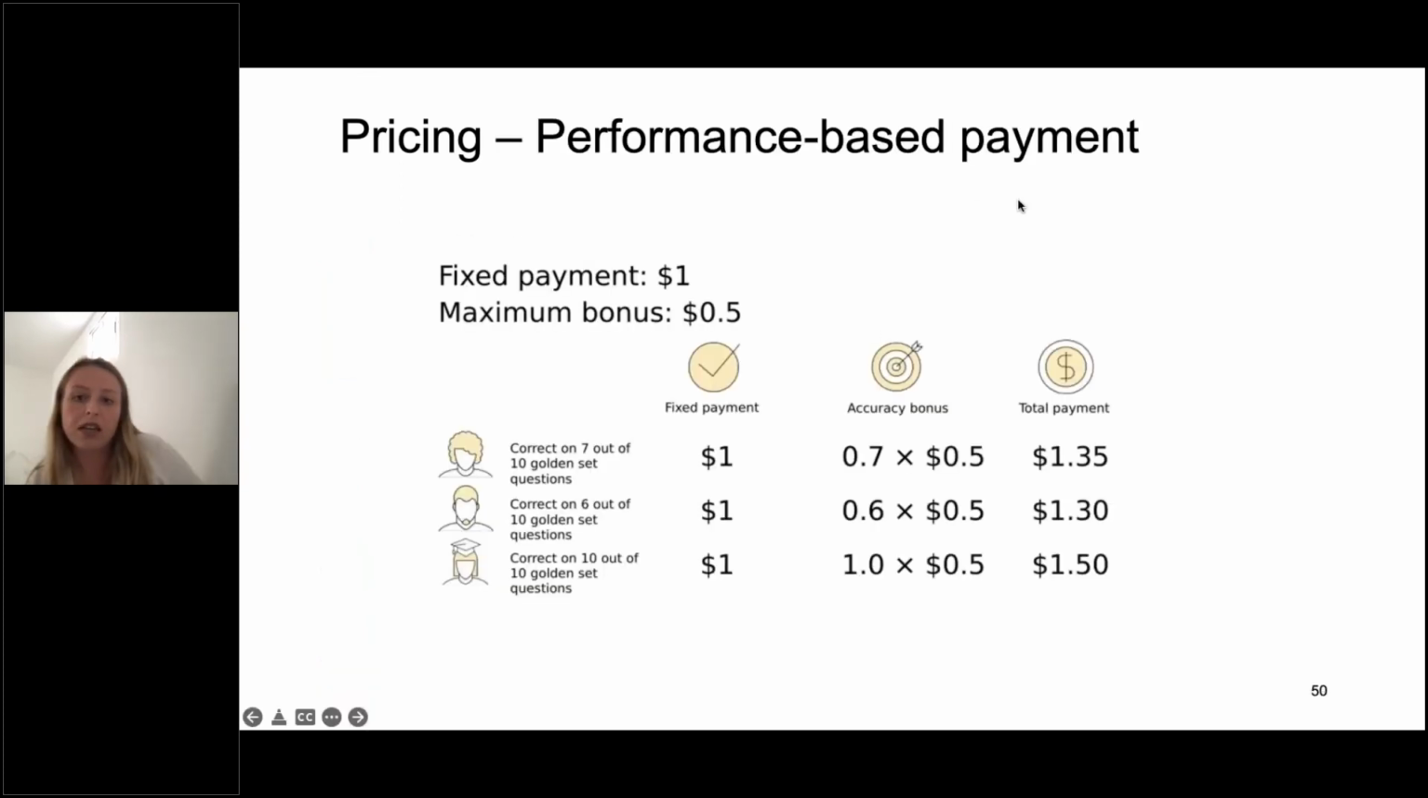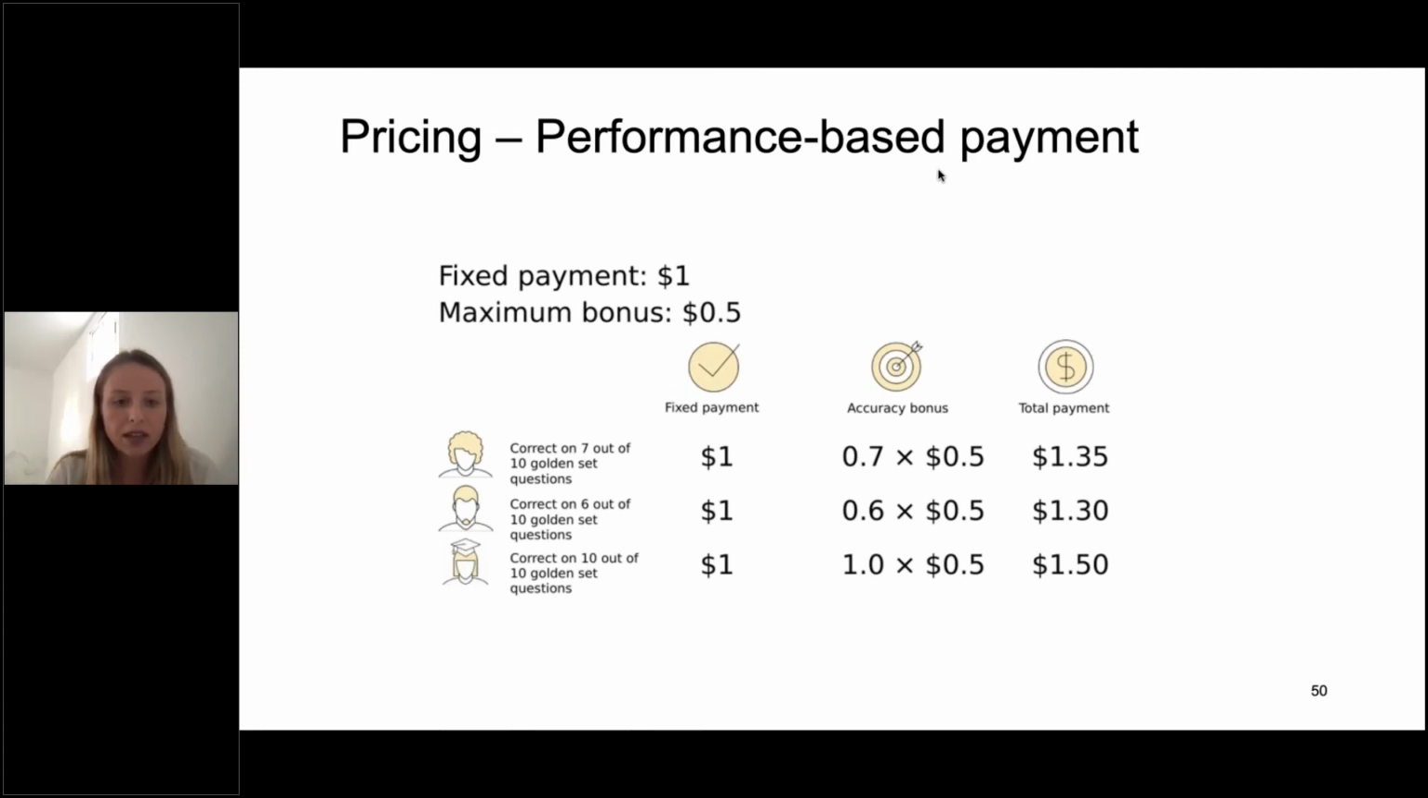And there is another tip here that I would like to share. We have experimented with performance-based payment, so-called dynamic pricing, and we had really positive results. This is a very good way to motivate the performers. And the idea behind it is that normally you would pay maybe $1 for completing a task. But if someone is really good at completing your tasks, you should pay them more.